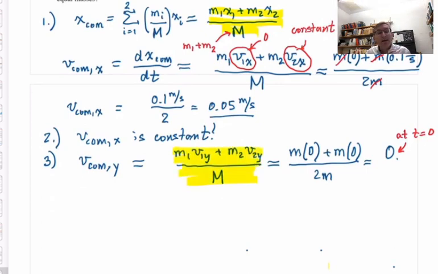I just have to plug in v1y and v2y when the particles just get to the ground. So I need the values for v1y and v2y as they get to the ground. Those are a chapter 2 problem for the dropper and a chapter 4 problem for the shooter. Kinematics problems that we've done already.